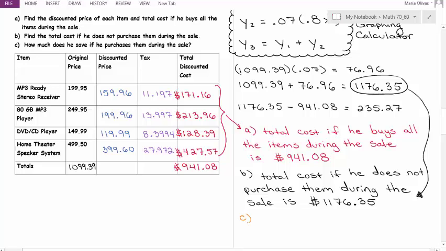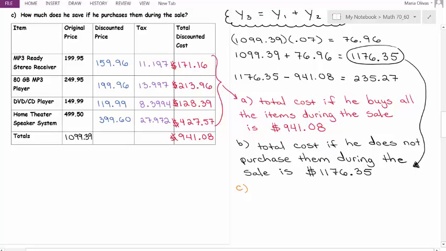And the last part of this problem, the last question, is part C. How much does he save if he purchases them during the sale? We're going to have to remember we subtracted those amounts. So here is the amount he saves. It's the $235.27. So he saves $235.27. Okay, that's it. We're done with the problem.